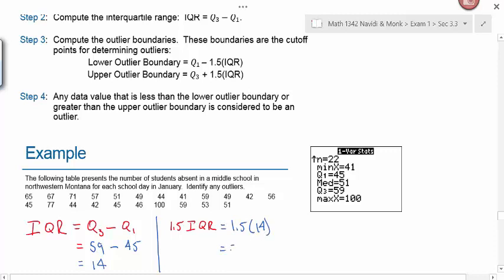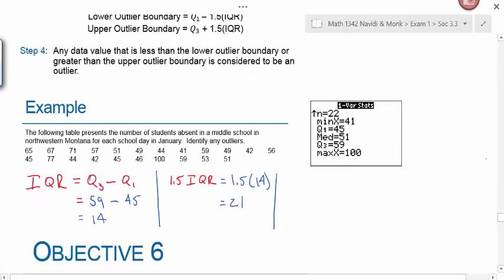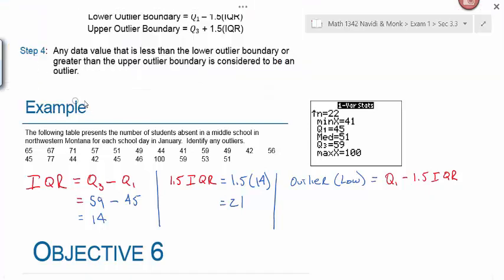And that would be 21, I believe. If somebody will double check that, I'd appreciate it. Now, to see if your number is an outlier on the low end, we would do Q1 minus 1.5 IQR. And this is just the formula from your notes. Now we're going to find this by plugging in numbers. Q1 is 45 minus 1.5 IQR is 21. And what's 45 minus 21? Our minimum data value is 41. So we don't have any outliers on the low end.